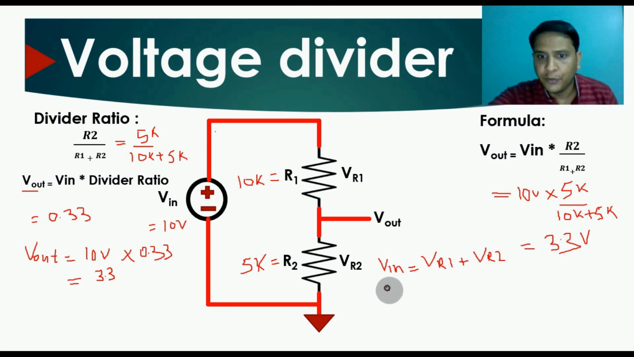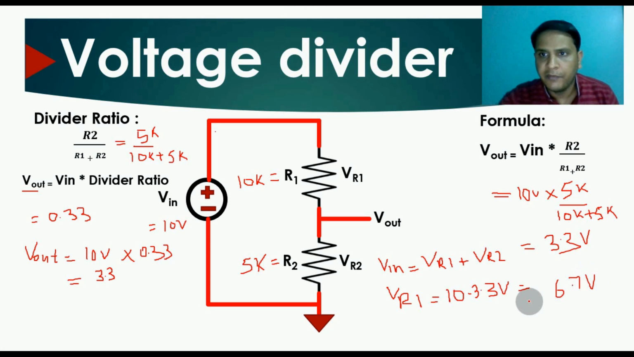So you can find VR1 here. VR1 equals 10 volt minus 3.3 volt. This will result in 6.7 volts.